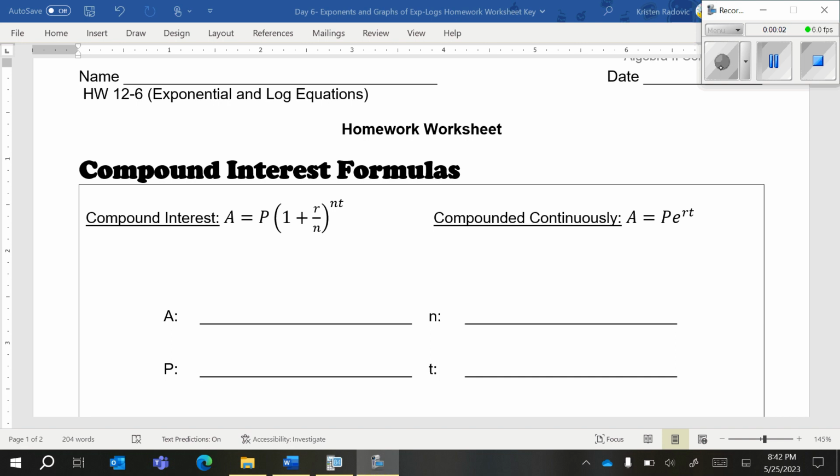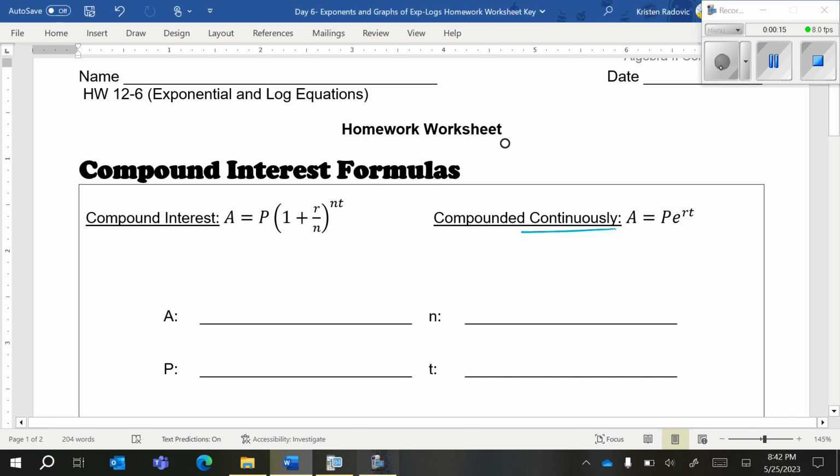Hi, in this video we are going to go over formulas for our word problems. Now, we do have compound interest, and then we have compounded continuously. Those are two different formulas. Anytime you see the phrase continuously, you are going to use PERT on the right.